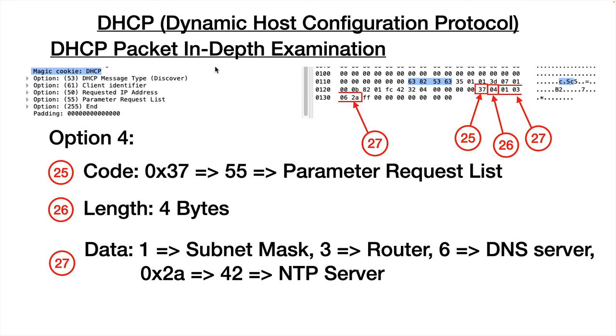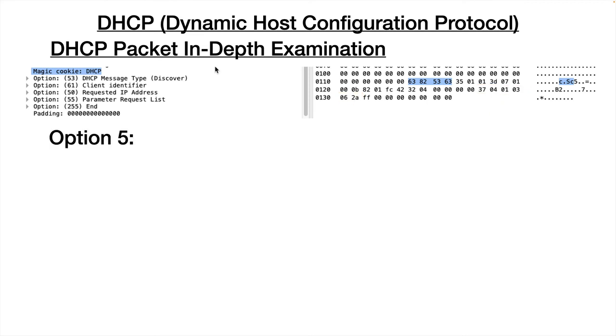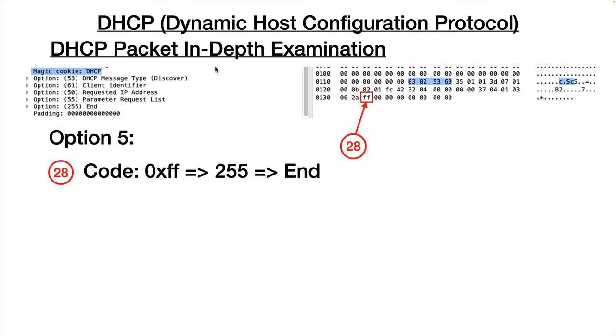And then the fifth option, which is not really an option, is FF. All bits set to 1, which is 255, and this means this is the end of the option list. And then we have some padding here, which is just some zeros to finish off space that we did not need. So that's some discussion on the DHCP protocol and an in-depth packet examination of a DHCP request.